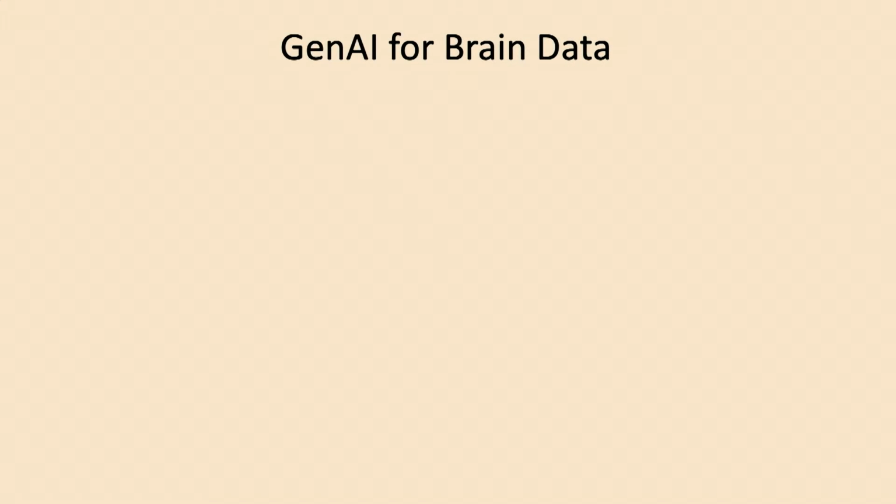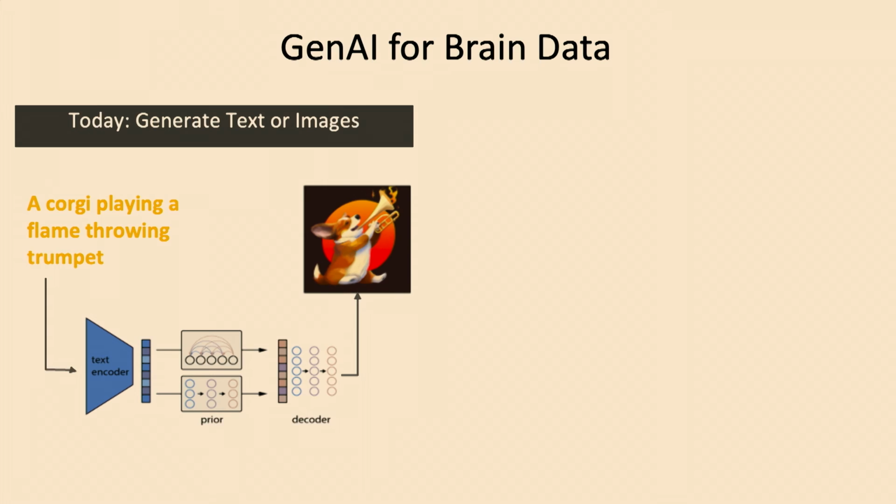I want to end with talking about generative models. So we all talk about generative AI nowadays, but the way we think about generative AI is something like ChatGPT. I give you text, you generate more text with a lot of semantics, or I give you text and you generate an image. So for example, today, you can give DALL-E 2 something like a corgi playing a flame-throwing trumpet, and it will generate a picture like this for you.